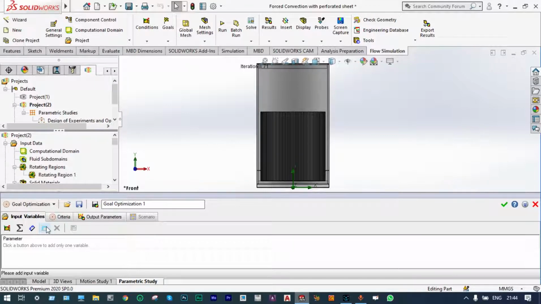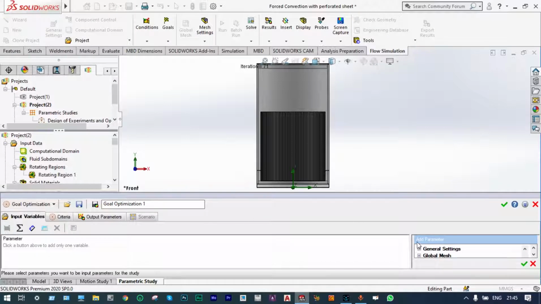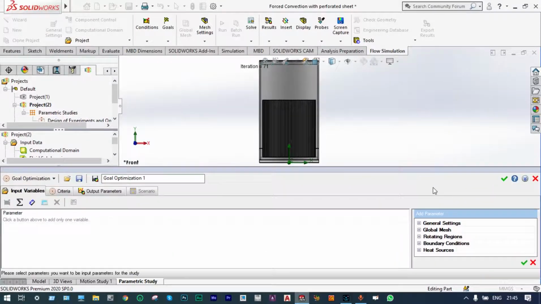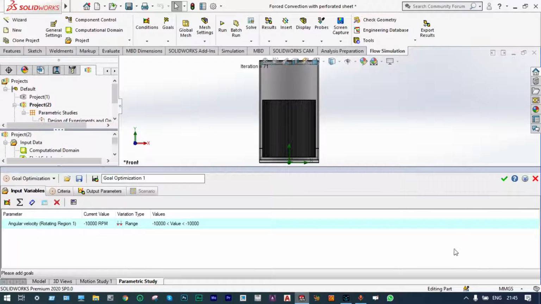And for that, we have to depend on input variables. We are planning to take the input variable as the angular velocity of the fan, and that should be specified in the range of 5000 to 6000 RPM. So let us select those input variables from here, and we have to consider the input variable from rotating regions. Let us select the rotating region angular velocity as the input variable. Go and check. Now we have to define that range. It will be from 5000 to 6000 RPM.